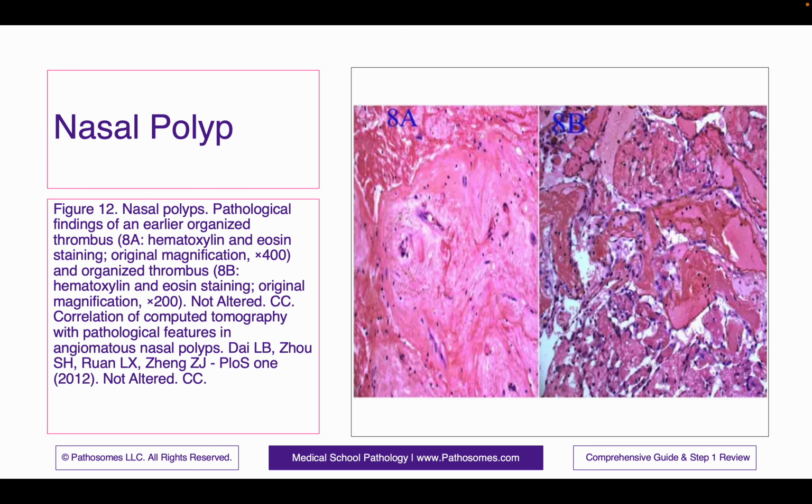And here we have somewhat of a mimicker, a pathologic finding in an early organized thrombus, as well as in B, the H&E stain of that. But keep in mind, this is an Angiomatous nasal polyp.